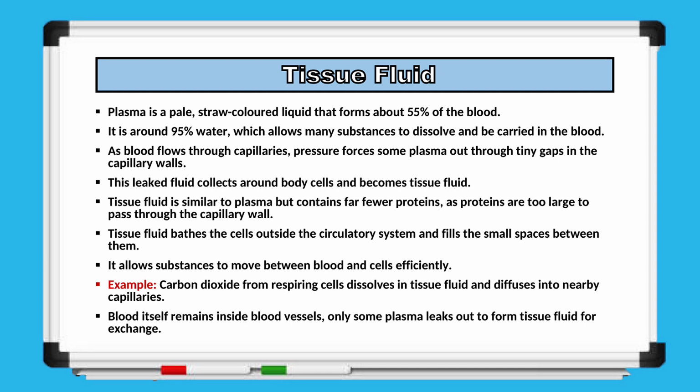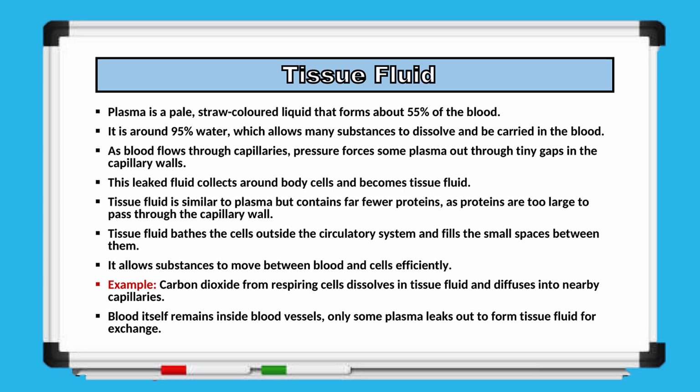Plasma, the pale, straw-colored liquid that makes up about 55% of blood, is around 95% water, allowing many substances to dissolve and be carried in the blood. As blood flows through capillaries, some plasma is forced out through tiny gaps in the capillary walls due to pressure. This leaked fluid collects around body cells and becomes tissue fluid.